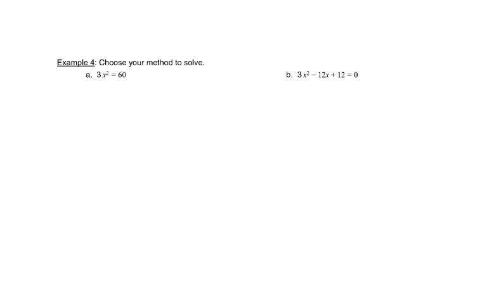So now we're going to mix it up, and we're going to look at 4 problems, and we're going to talk about how you tell which method to use. So in this first example A, the only letter that's in there is an x squared. So I would use method 1.